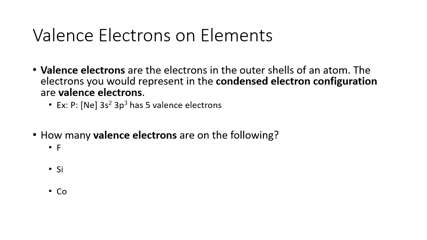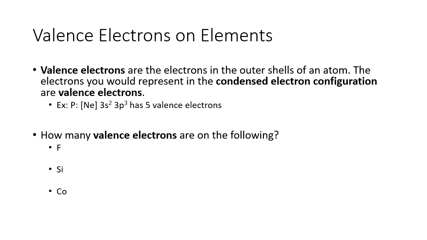So valence electrons are the electrons in the outer shells of an atom. These are the electrons involved in bonding, which is why we focus on them. The electrons you would represent in the condensed electron configuration are the valence electrons. So for example, phosphorus has a condensed configuration of neon, 3s2, 3p3. 2 plus 3 is 5 valence electrons.